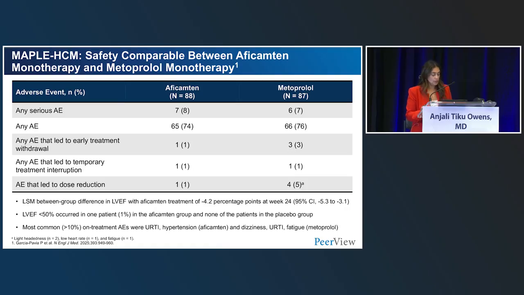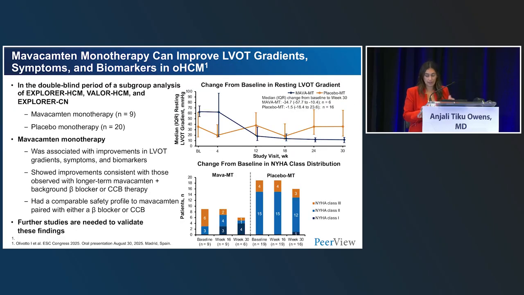What about safety with regard to the MAPLE data? Pretty equal between aficamten and metoprolol. However, there were more patients in the metoprolol group than in the aficamten group, which is the last line there, that led to dose reduction. And again, this was titrated based on heart rate and blood pressure. So if you got hypotensive or bradycardic, you limited or went down on your beta blocker. There was one patient in the aficamten group who had an LVEF less than 50%. That occurred in none of the patients in the placebo group. And the percent of LVEF drop was about 4% at week 24 in the aficamten group.